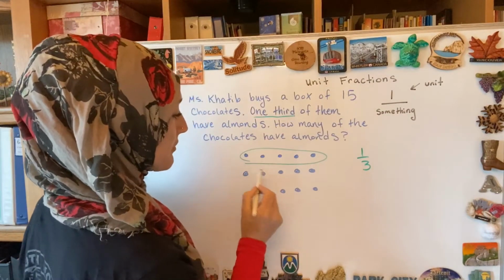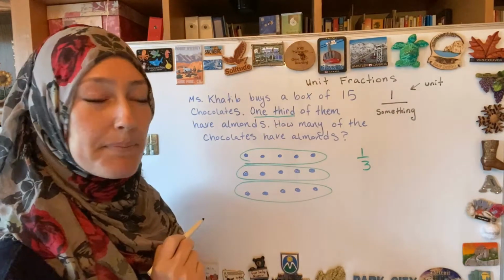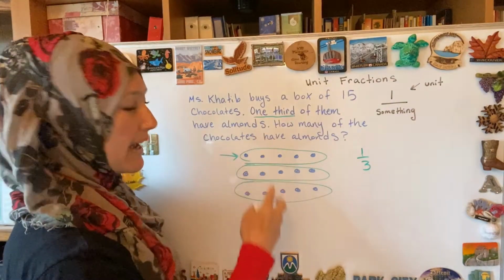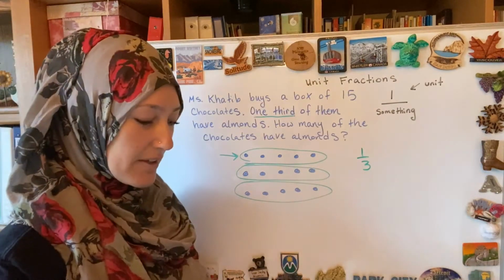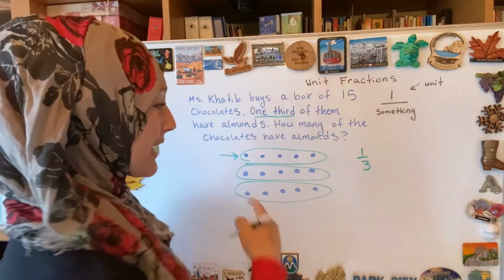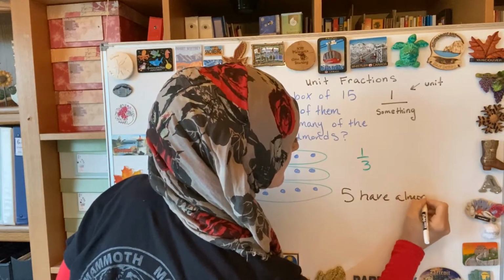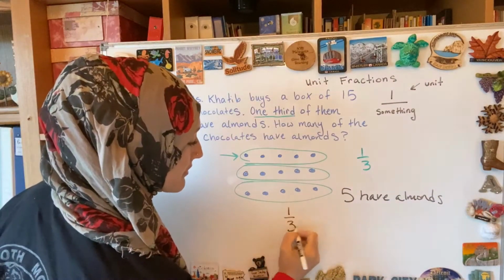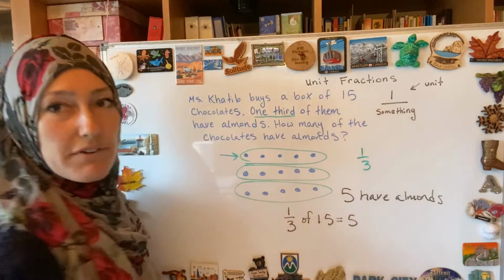So there's 1 group of 5, 1 group of 5, and 1 group of 5. Now, 1 out of 3, my unit fraction, means I want to talk about 1 out of these groups. How many are in that one group? There's 1, 2, 3, 4, 5. So how many of my chocolates have almonds? 5 of them have almonds. So this is the same as saying 1/3 of 15 is 5.